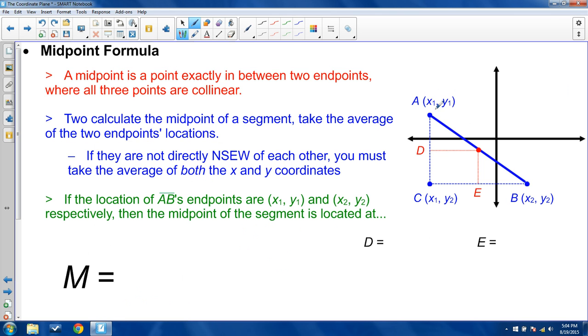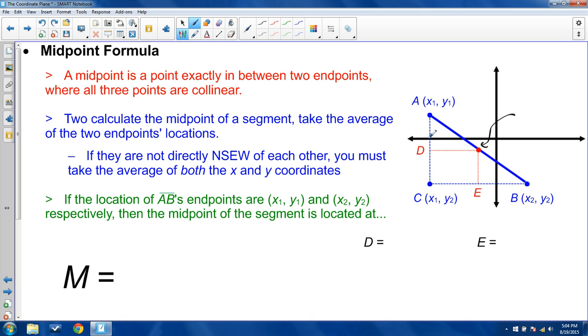So in this case, we might have something that is north, south, east, and west of one another, in which case you only need to do one average, just the average of these 2 heights, for instance, and you can find that midpoint, or the average of these 2 widths, and you can find that midpoint. But what if your points are, again, diagonally apart, not directly north, south, east, or west of each other? Then you must take the average of both the x and y coordinates, and then you're going to land at your final coordinate right there.